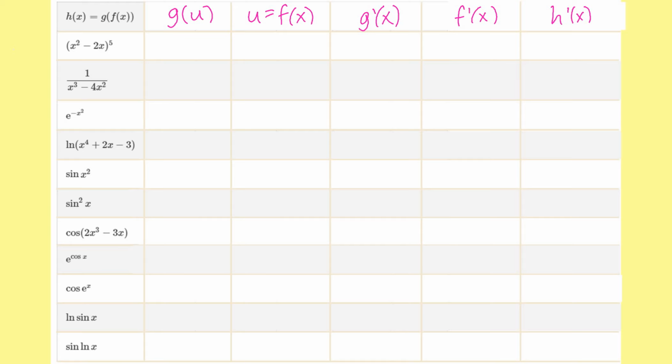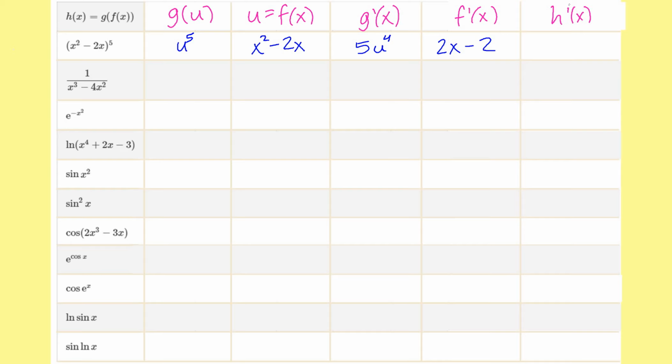All right, so here's a chart to hopefully make this function within a function easier for you. Again, I would practice this, okay? So start with your big function. Big function is something to the 5th power, okay? The function within a function is the x squared minus 2x. That's your u. That's what you plug in. So the derivative of g is just 5 times u to the 4th, right? It's power rule. The derivative of f is just 2x minus 2.